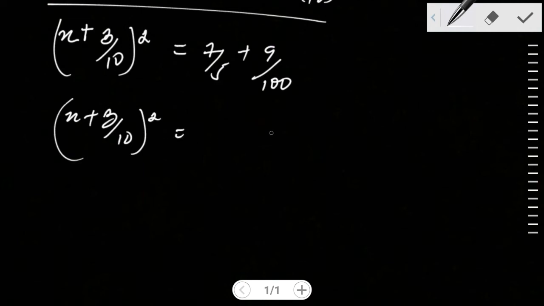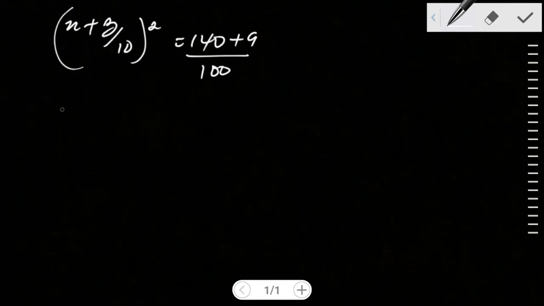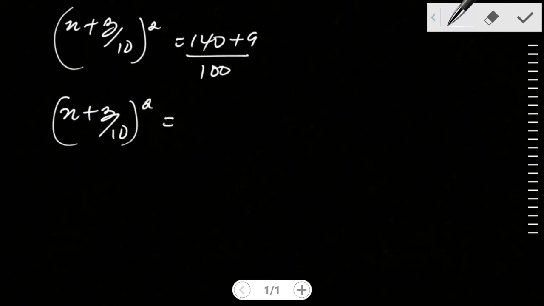squared, which would be equals to, we're going to get 20 times 7 is 140 plus 9 all over 100, and so this would be equals to x plus 3 all over 10 squared, which would be equals to 149 divided by 100.